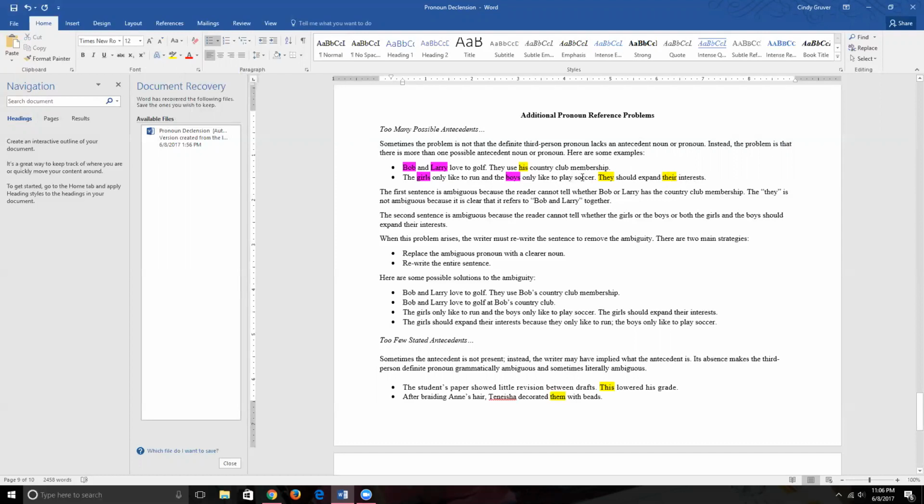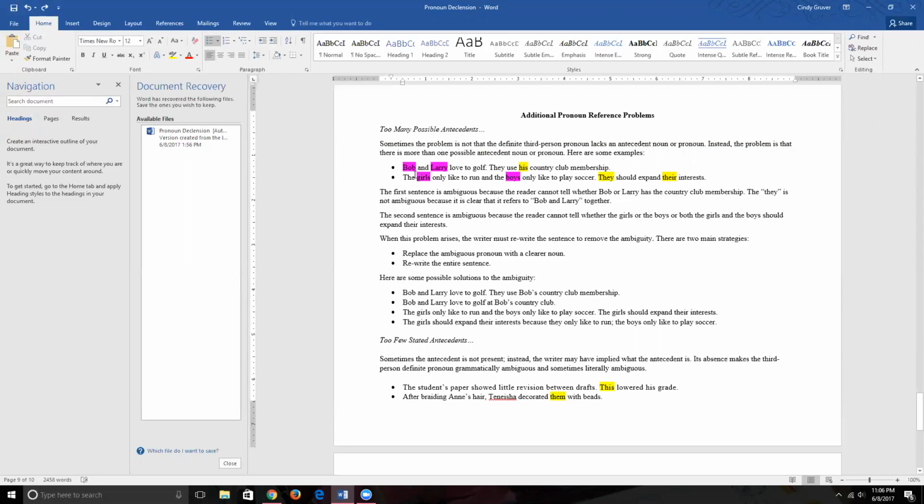Okay, but let's go back and look at this earlier sentence. The they here is not ambiguous because it's clear that we're referring to Bob and Larry. Bob is singular, Larry is singular, but we have this and between. And so when we think of them as a unit, Bob and Larry, we would replace that with the they. If I make Bob and Larry go away, then the pronoun that I would use would be they. They love to golf. And so the they is fine. It's the his that's problematic.